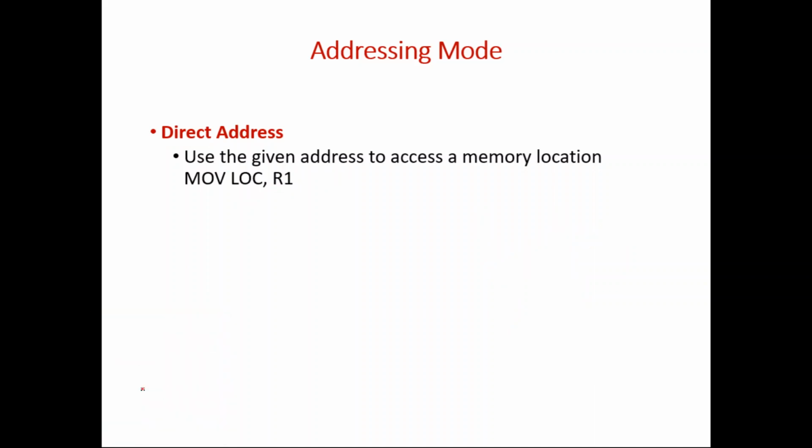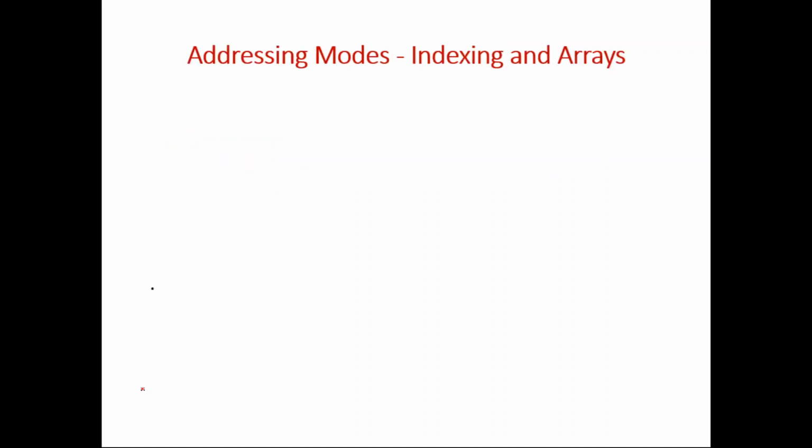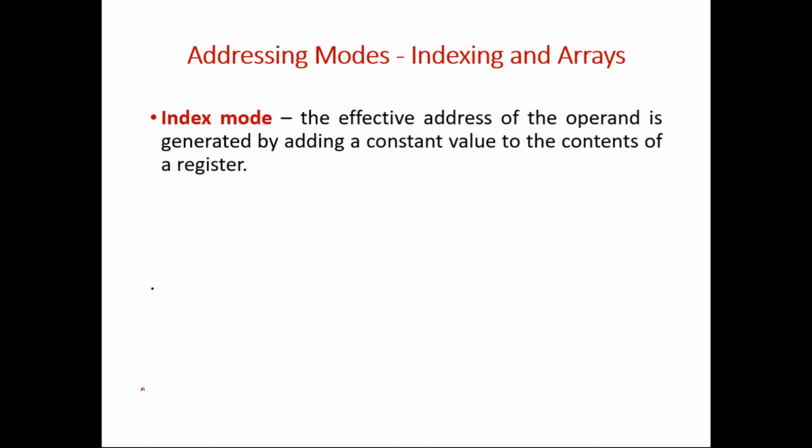Whereas in the previous case, the address is represented through the registers. So that is called indirect addressing mode. Fine. So next we will discuss the addressing mode which is related to indexing. This addressing mode is called index mode.